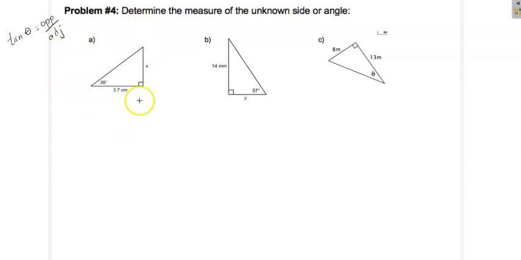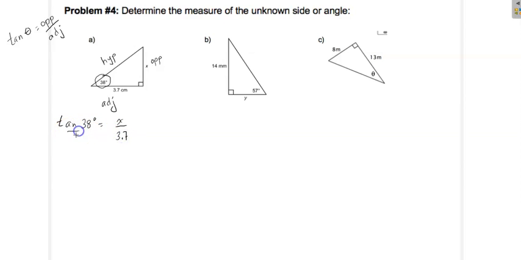Now this of course is only for right triangles. So let's take a look at this triangle in question A, where I have a marked 90-degree angle, so this side directly across it must be the hypotenuse. I have that this angle here is 38 degrees. This unknown x is of course the opposite side, and this 3.7 centimeters would be the adjacent side. So my tangent ratio would be the tangent of 38 degrees is going to be x over 3.7.